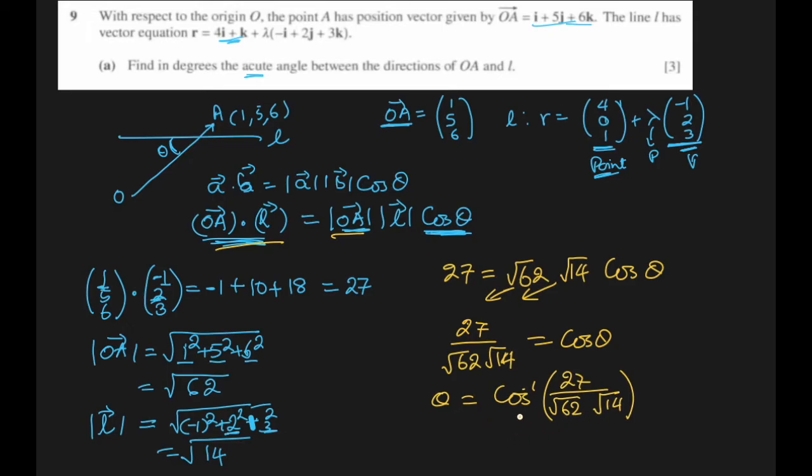Just put this in your calculator and you will get the angle theta between the line L and position vector OA. What I got is 23.588. Okay, we want 3 significant figures, so it will become 23.6 degrees. This is the acute angle between the two vectors.